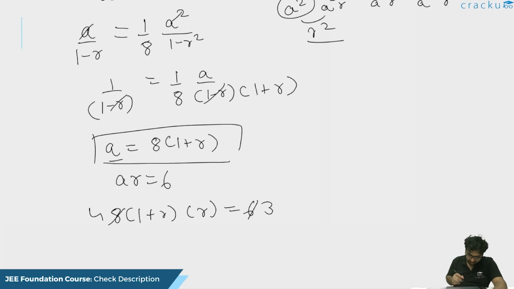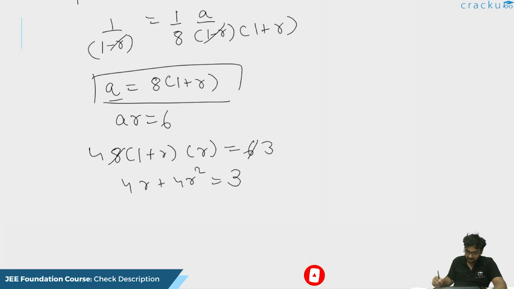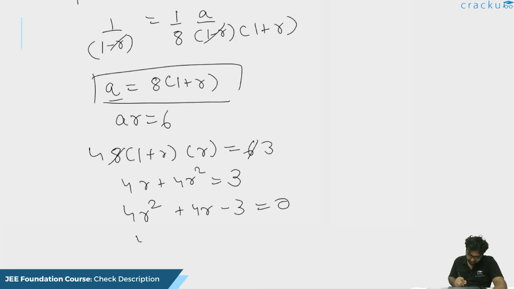3. This is 4. So 4r plus 4r square is equal to 3. So we get 4r square plus 4r minus 3 is equal to 0. So 4 3s are 12, and 6 2s are also 12. So 4r square plus 6r minus 2r minus 3 equal to 0.